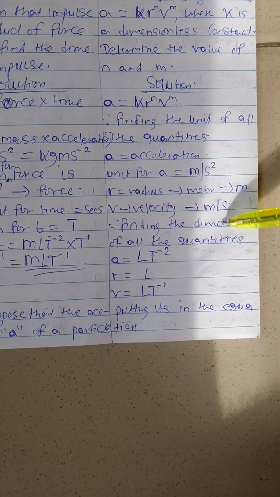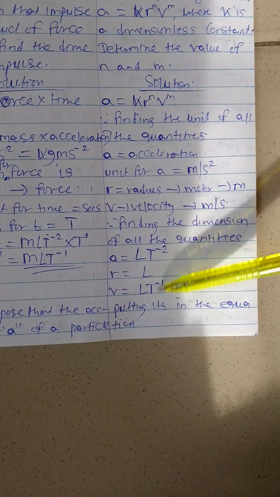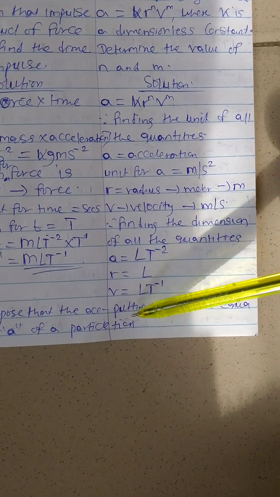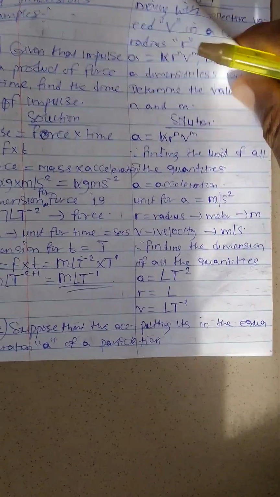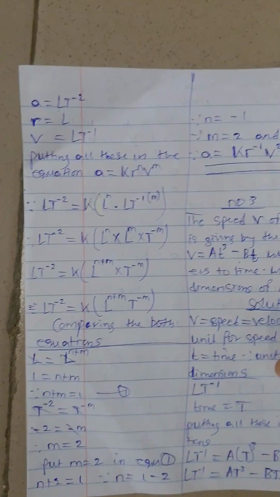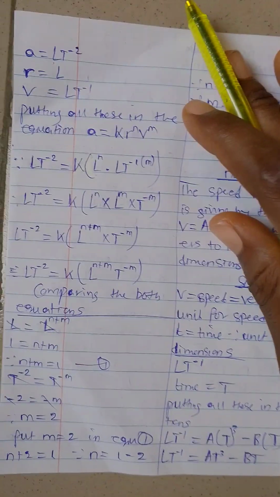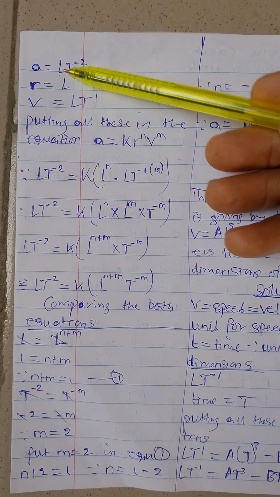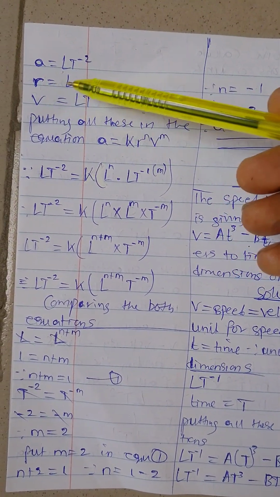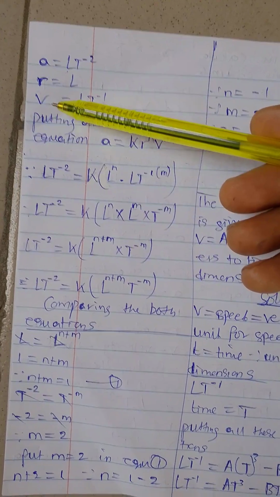Per seconds means 1 over s, which is the same as s raised to the power minus 1, which is the same as T raised to the power minus 1. Okay, now putting all these values into this word equation. The dimension for my solution is this, the dimension for radius is this, and that of velocity is this.